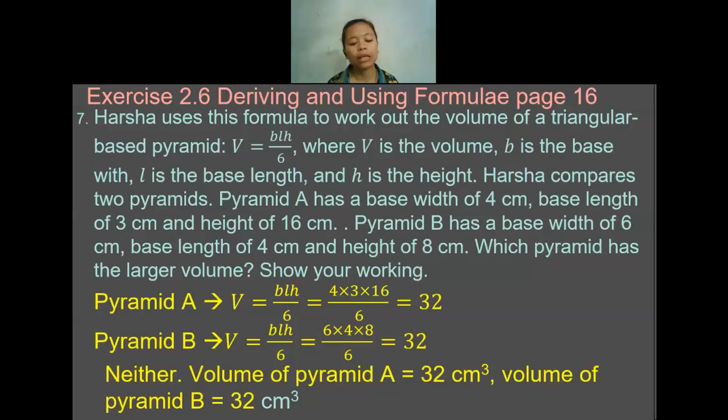Do the same thing for the pyramid B. We replace the BLH into number 6, 4, and 8. So the volume will be 6 times 4 times 8 divided by 6, which is equals to 32. So now when we check the pyramid A and also pyramid B, they are having the same volume, which is 32 centimeter cube. That's why neither of them is having a larger volume.